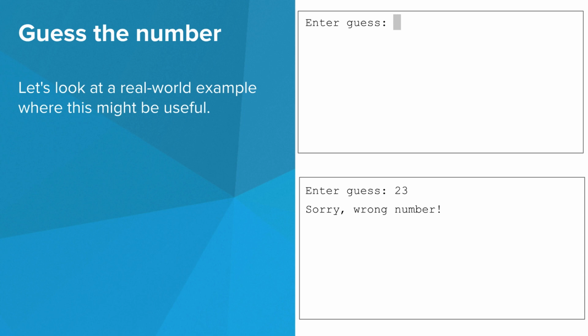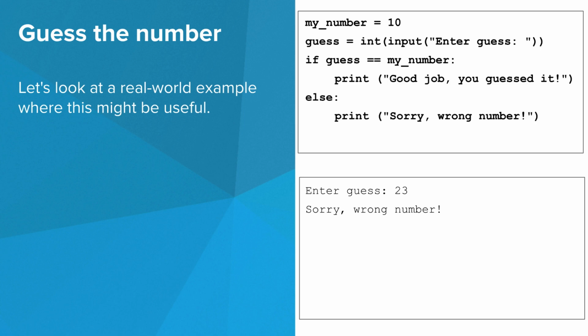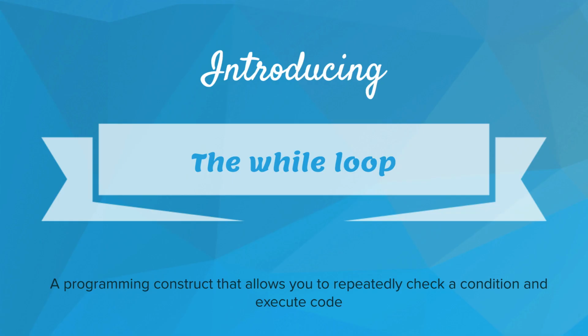Imagine you wrote a program that allows someone to try to guess a number. If they guess incorrectly, they don't get to try again. At the top on the right, you can see what the code for this program might look like. Now, instead of just giving the user a single guess, what if we want to let the user keep guessing until they guess correctly? We can do that with a while loop. Cool. A while loop is a programming construct that allows you to repeatedly check a condition and execute code.